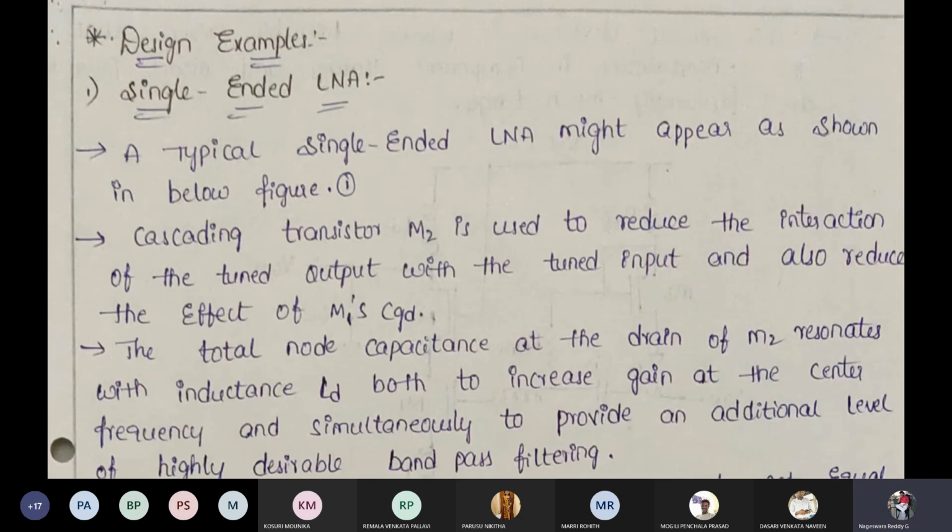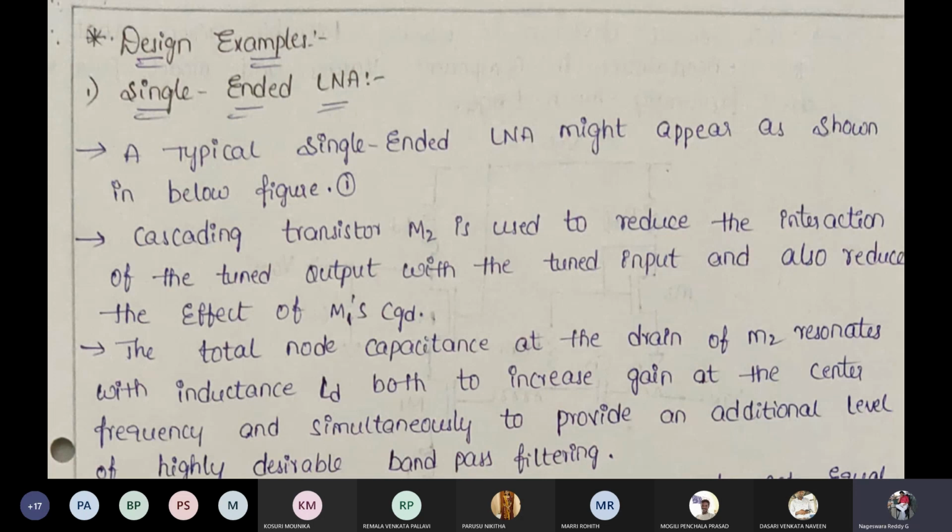A typical single-ended low noise amplifier might appear as shown in the figure. Cascading transistor M2 is used to reduce the interaction of the tuned output with the tuned input and also reduce the effect of M1's CGD, which means the drain gate capacitance. The total node capacitance at the drain of M2 resonates with inductance LD, both to increase gain at the center frequency and simultaneously to provide an additional level of highly desirable band pass filtering.